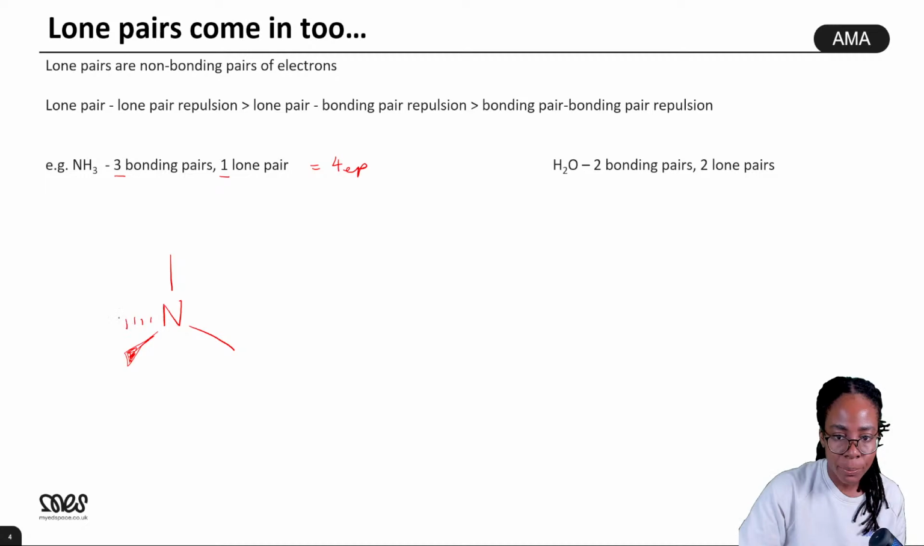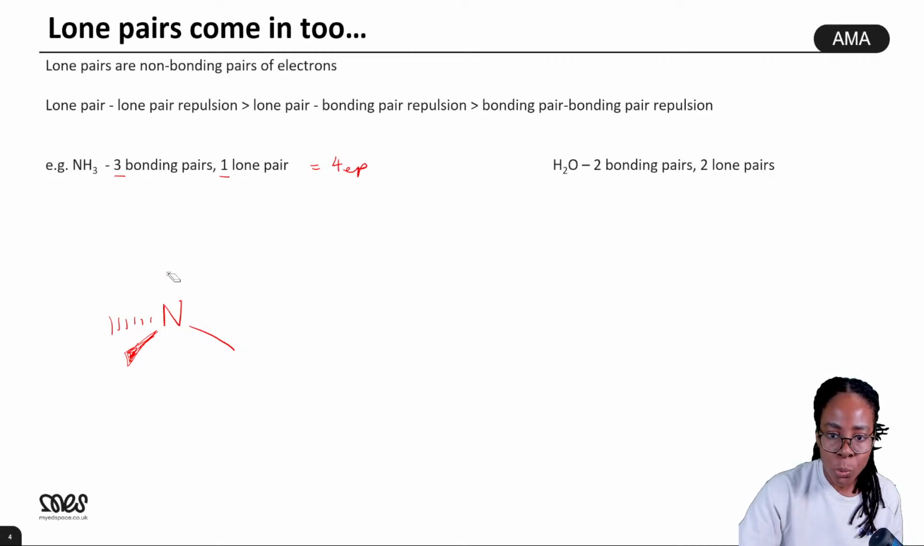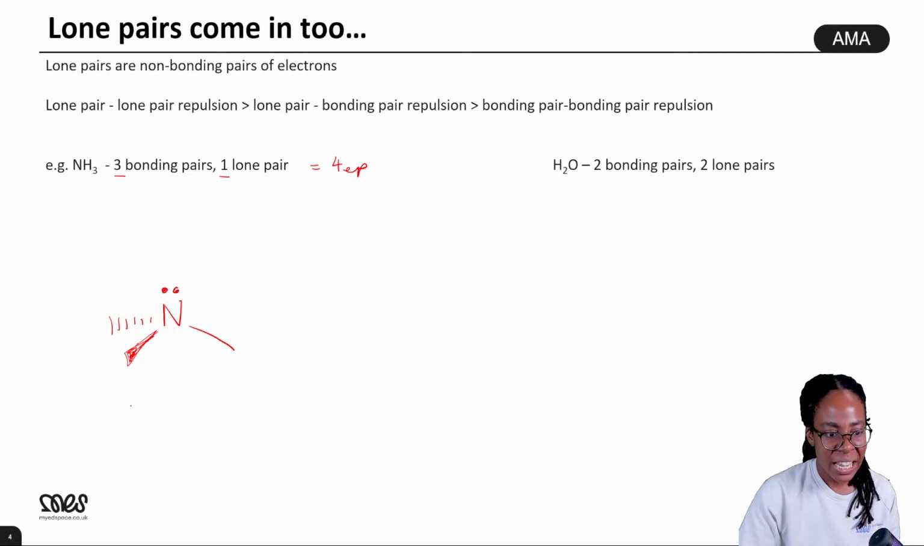Okay, lovely. So our shape is based off of tetrahedral, but because only 3 of these are bonding pairs and 1 is a lone pair, I'm going to change one of my bonding pairs to a lone pair. Now, I like to draw my lone pairs like this, okay? But some people, and I understand why, prefer to draw them like a little lobe, like that. Okay, up to you.